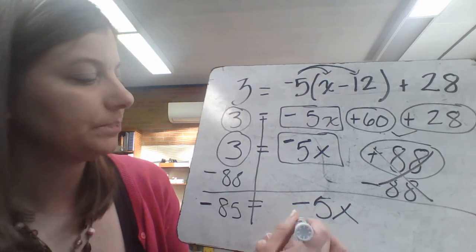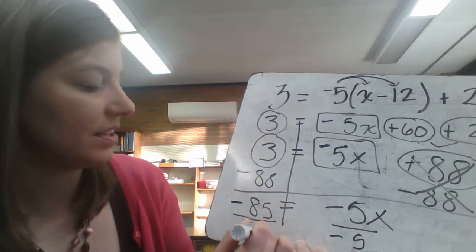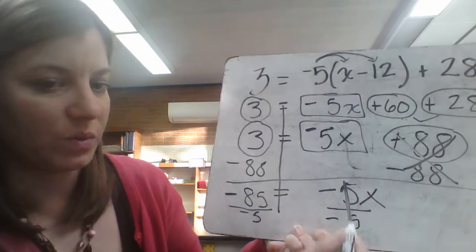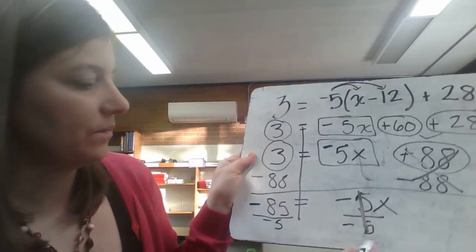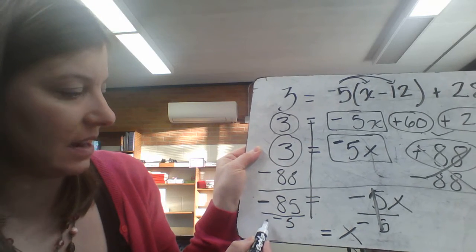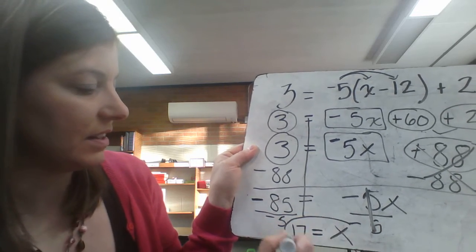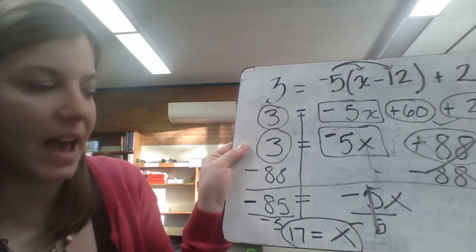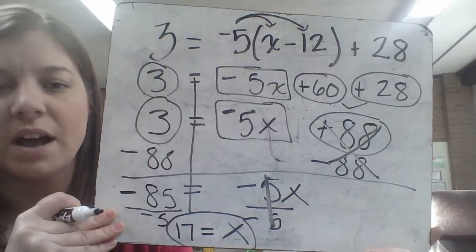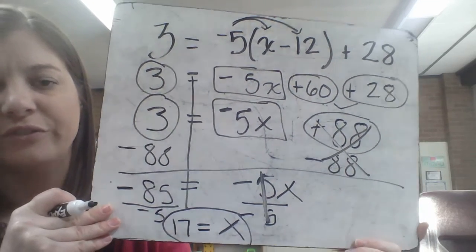My last step is to always divide by the number and the sign that's with that variable because I want to get x by itself. So there's 1x, so I'm going to write x equals, a negative divided by a negative is a positive. 85 divided by 5 is 17. So my answer would be x equals 17. Okay, so if you need to, pause that, study it, take a look at what I did there. I'm going through every single step.